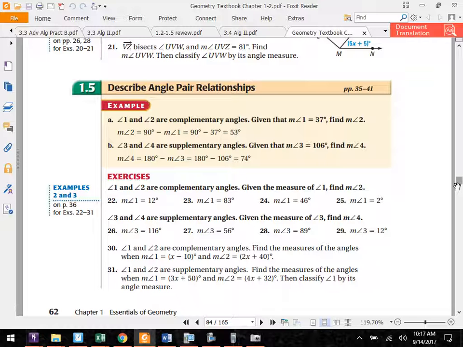Guys, ladies and gentlemen, you don't have that much time. Number 27 asks you, it says that you have angles 3 and 4 are supplementary, and it tells you that one of them is 56. What's the other one? Supplementary angles add up equal how much? So take 56, subtract 56, and there's your answer. Thank you, sir.